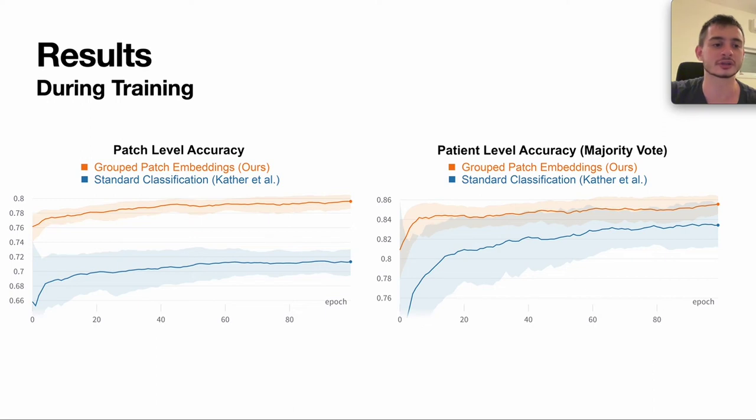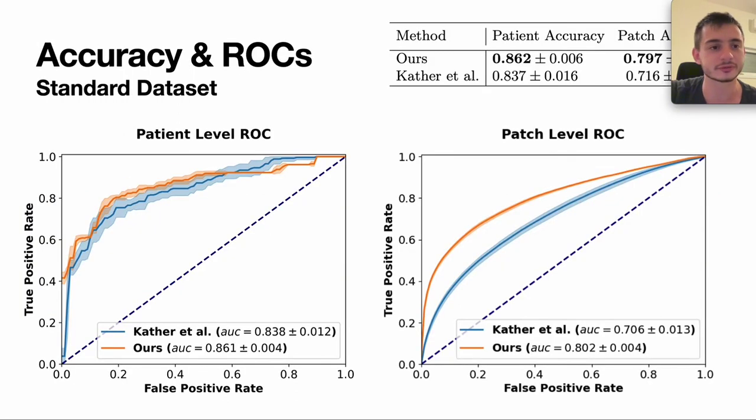Results are that our patch level accuracy is significantly higher, and our patient level accuracy is also quite a bit higher. You can see that training is much faster, and the reason for that is because this is stage 2 training versus a regular ResNet being trained.